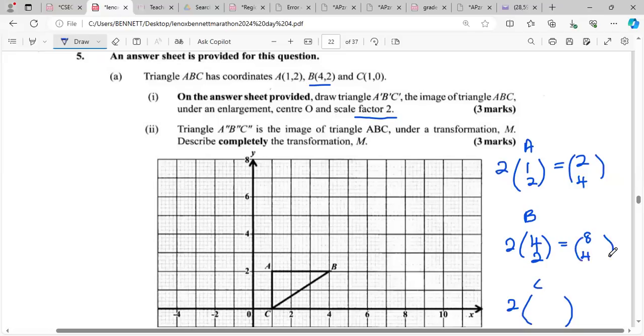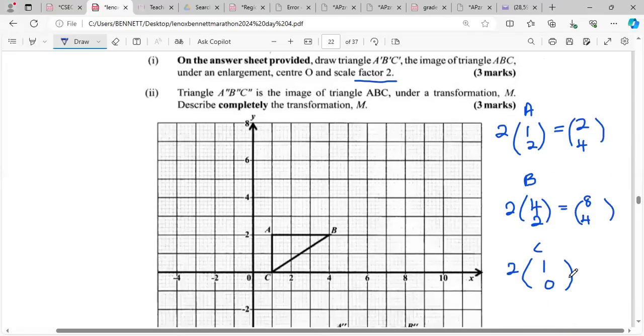And we do the same thing for C. C is (1, 0). So 2 times 1 is 2, and 2 times 0 is 0. So what we have to do now is plot these points, and then we draw the triangle. We can call the new points A prime, B prime, and C prime.